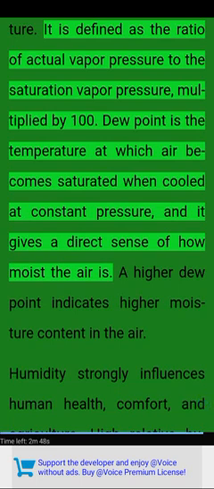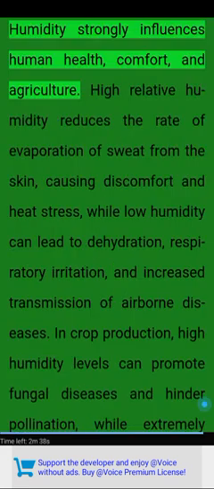Dew point is the temperature at which air becomes saturated when cooled at constant pressure, and it gives a direct sense of how moist the air is. A higher dew point indicates higher moisture content in the air. Humidity strongly influences human health, comfort, and agriculture.